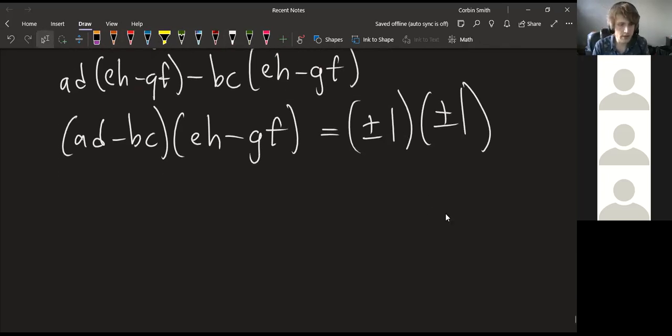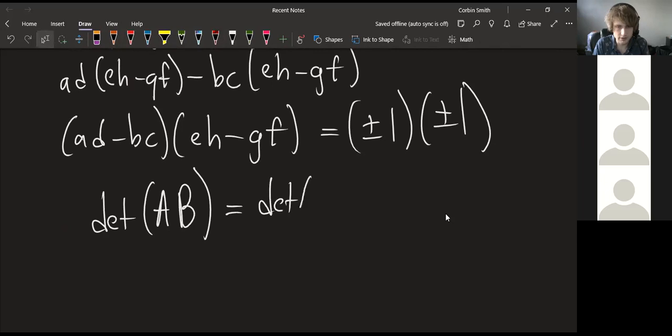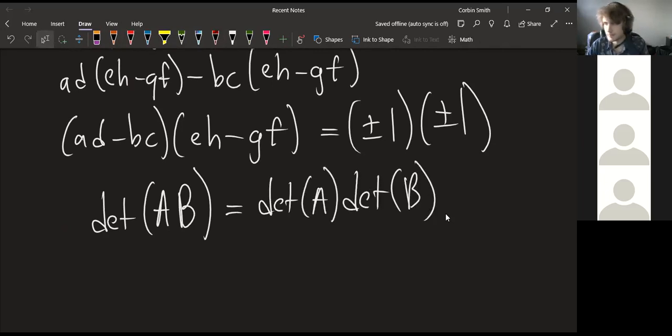In general, if we have two matrices, A and B, the determinant of A times B is equal to the determinant of A times the determinant of B. This is one of my favorite facts.